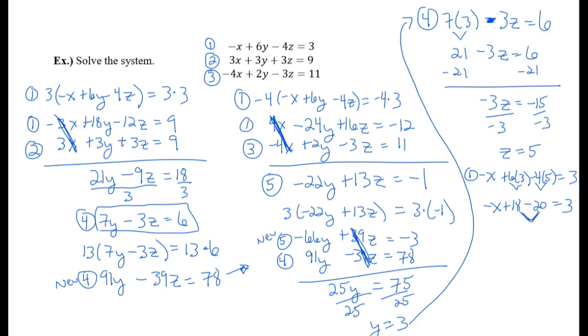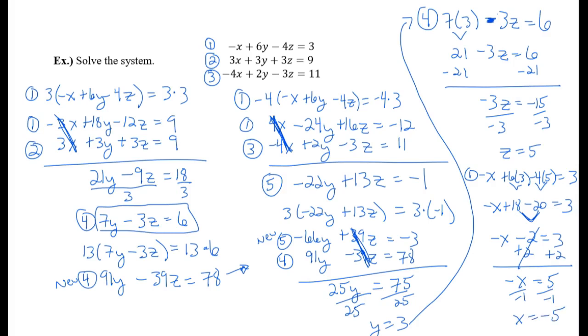Combine my like terms on the same side of the equation. Positive 18 minus 20 would be negative 2. I need to get x alone, so I add 2 to both sides. That's 0. I have negative x equals a positive 5. And lastly, I need to get x alone. I divide by that negative 1. So x equals negative 5.